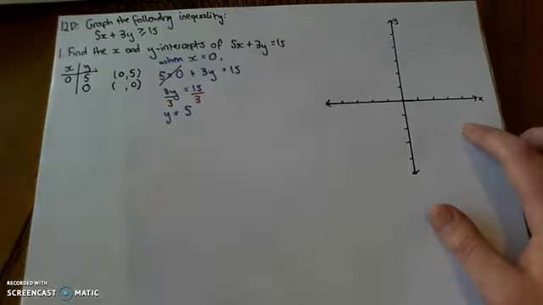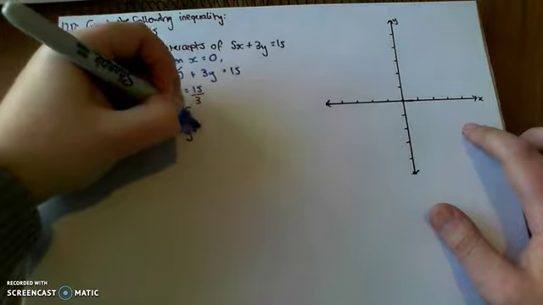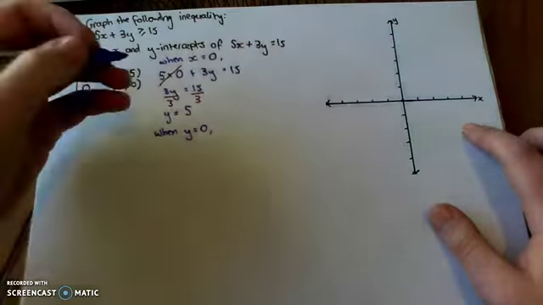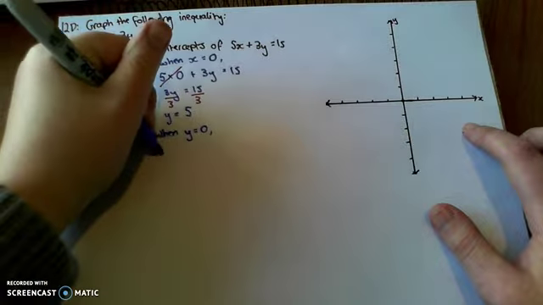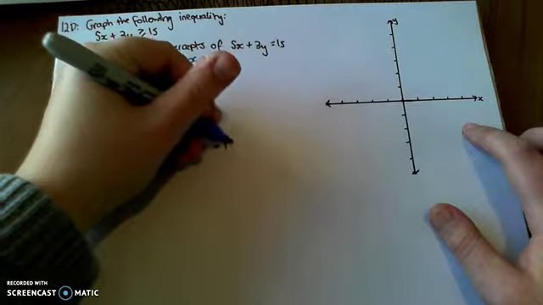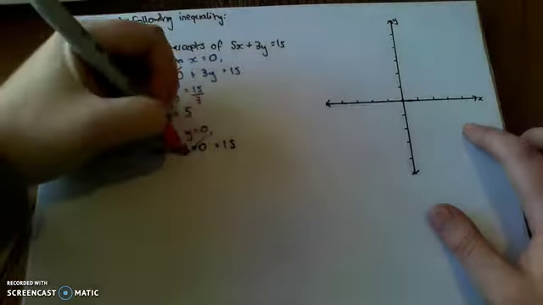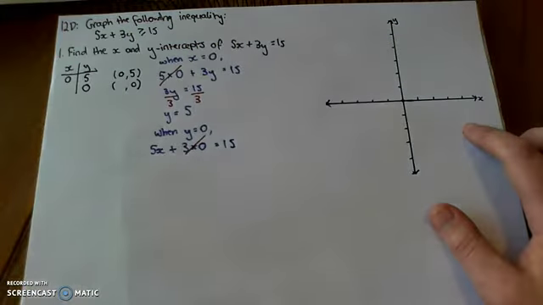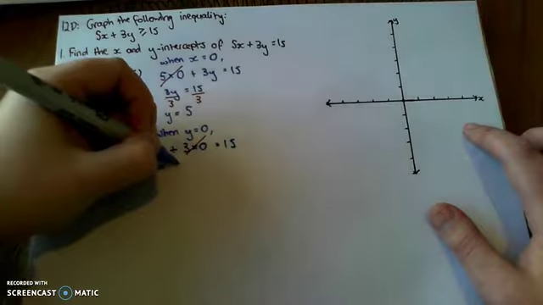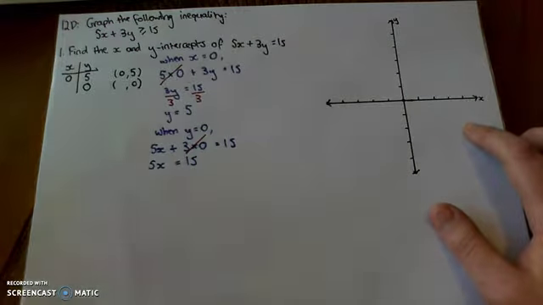Our second one, as you can probably guess, will be when y is equal to 0. And we use 0 in place of the y value. So we have 5x plus 3 times 0 being equal to 15. And we all know that 3 times 0 will be nothing. So we can remove that from our equation. This leaves us with 5x being equal to 15.